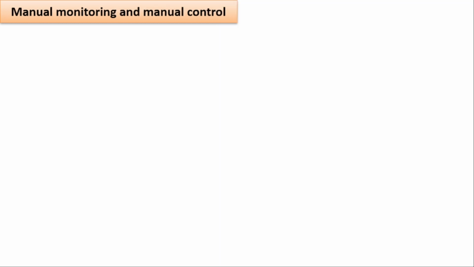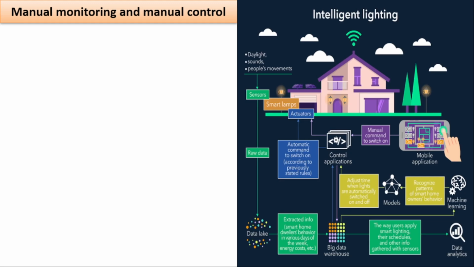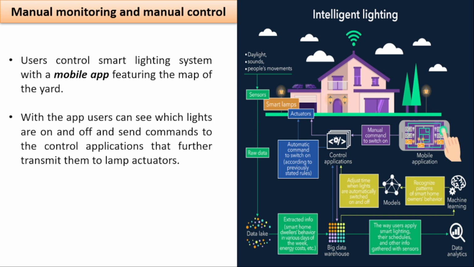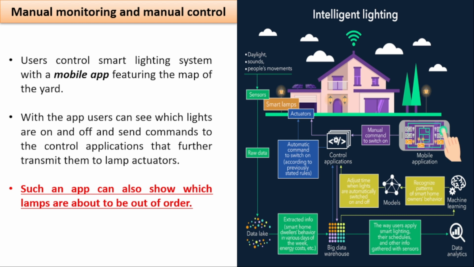This scenario involves a system operated manually and monitored through manual means. Users manage a smart lighting system using a mobile application that includes a yard map. Through this app, users can visually track the status of lights, discerning which are currently on or off. Additionally, they can issue commands via the app to control applications, which then relay these instructions to lamp actuators. Furthermore, this application has the capability to indicate lamps that are nearing malfunction or potential failure.